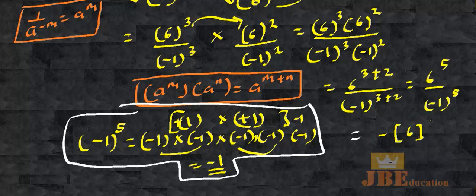So just for your clarity, the final answer can be rewritten as negative 6 raised to the power 5. If you are very specific, you can expand 6 raised to the power 5 and write it down here, while I choose to stop here.